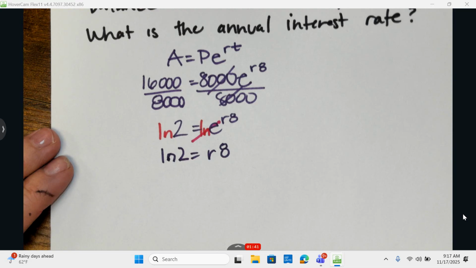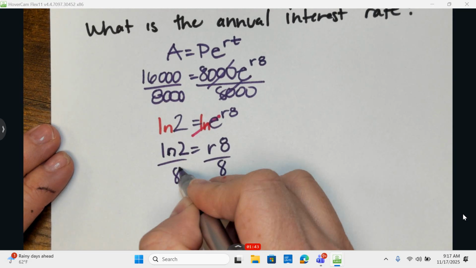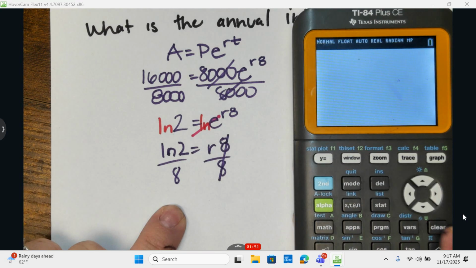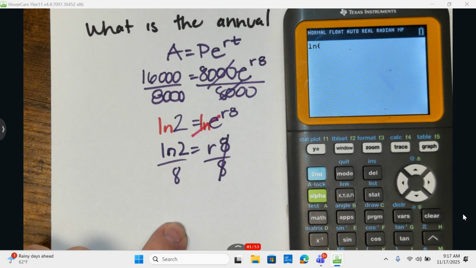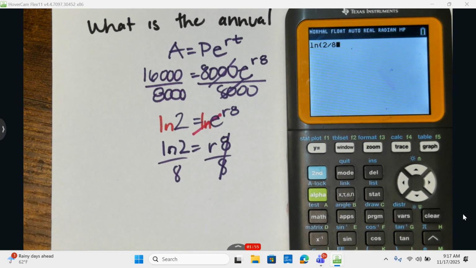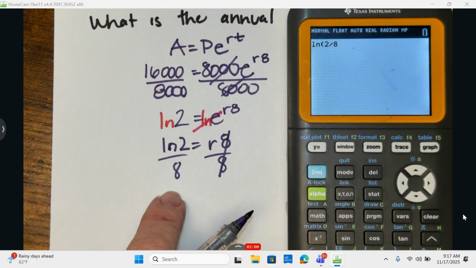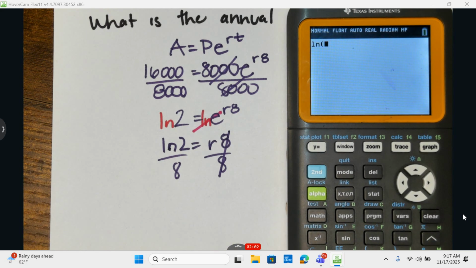Now, how do I solve for R? I'm going to divide both sides by 8. Plugging this into your calculator matters. I'm going to demonstrate the wrong way and the right way to plug this in. Some students do this, please watch, and they're going to get the wrong answer, because your calculator is going to generate an answer of the natural log of 2 divided by 8. We want the natural log of 2, enter, and then divide that quantity by 8.